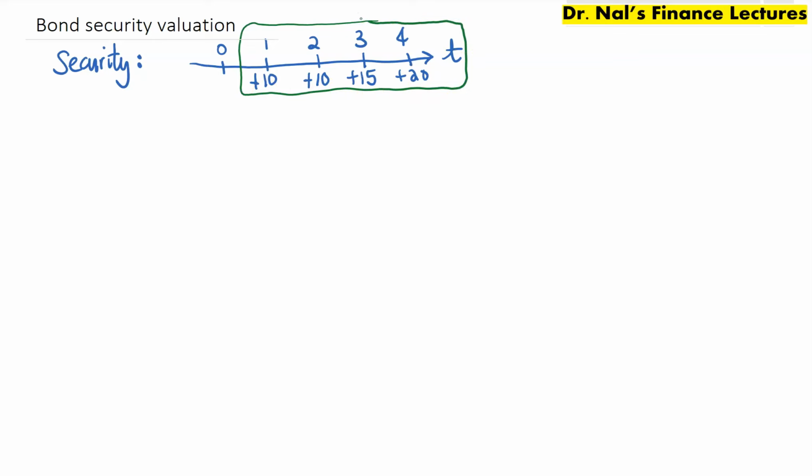So clearly this is a security which offers some positive returns in the future, and as a result it would have a price. So for you to be entitled to those future cash flows, you will have to pay the price for that security. So when we say a security, it's any financial claim. Let's write that down. Financial claim that promises future cash flows. That's it.